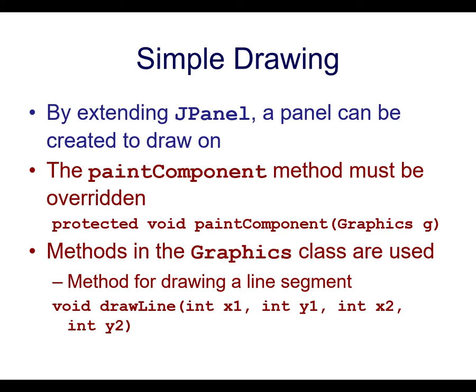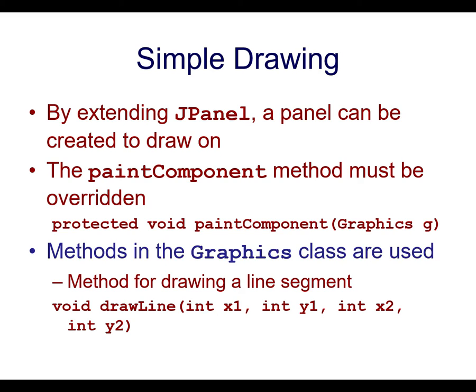In order to draw images, we must first create a class that extends JPanel. Then we must override the paintComponent method that would have been inherited from JPanel. Here is the signature of that method. Notice that it is declared protected. When we override it, we should also make it protected. It has one parameter, which is an object of type Graphics. That is the object on which we invoke the methods needed to perform the drawing.